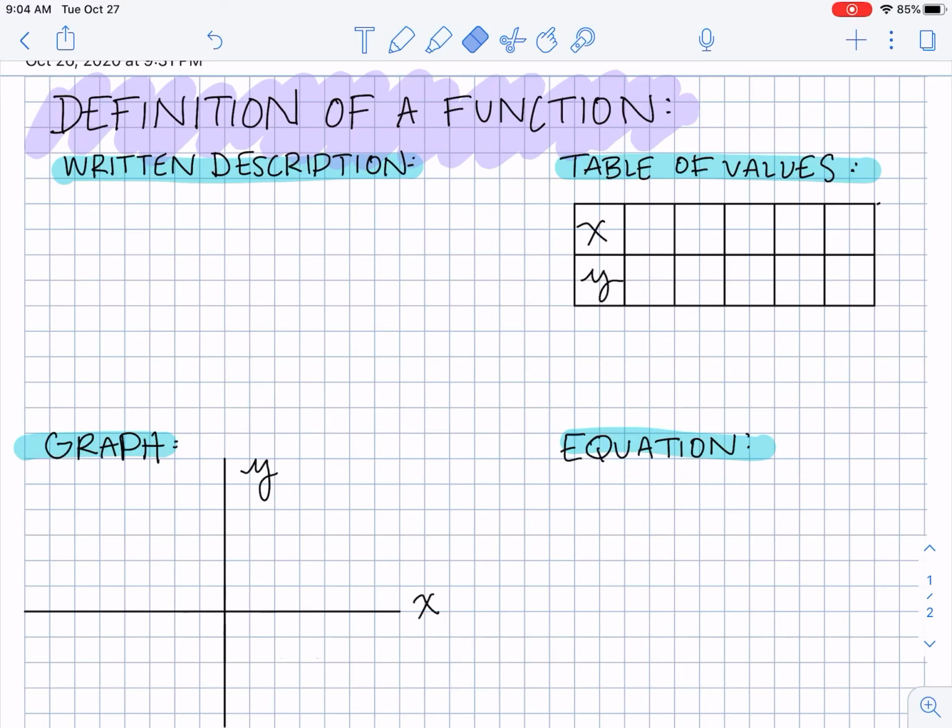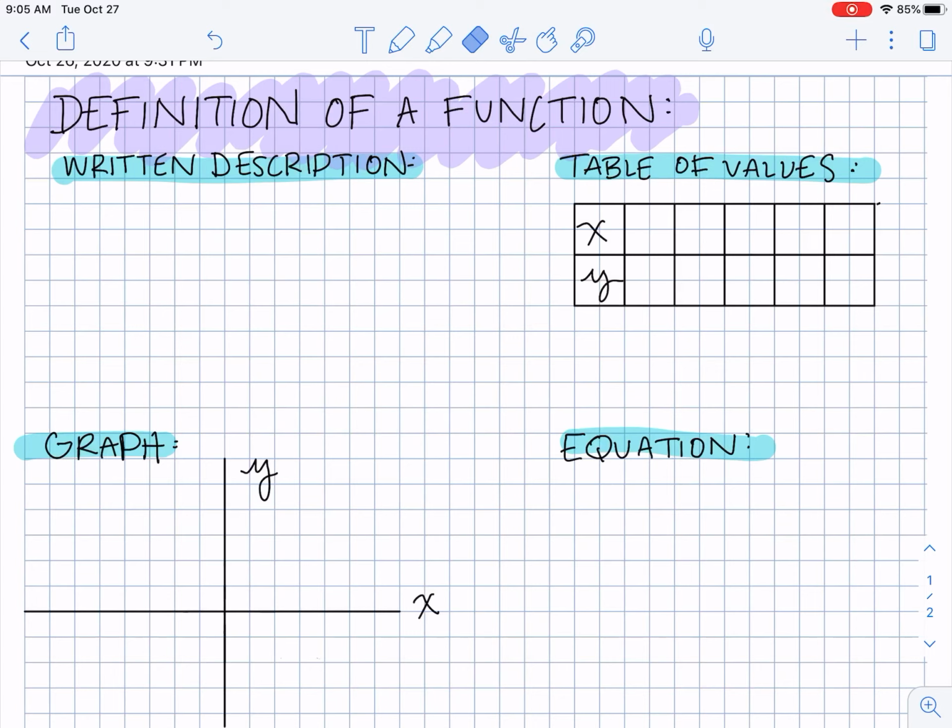Algebra 2 is the study of functions, and we have been studying functions so far. We've talked about linear functions, quadratic functions, polynomial functions, but we haven't actually defined what a function is. Now we're going to define a function today, and we're also going to look at this definition through the lens of the rule of 4. Remember that any function can be described 4 different ways: as a written description, a table of values, a graph, and an equation.